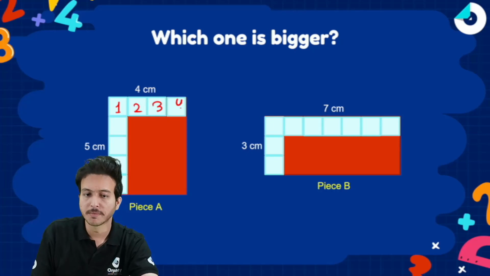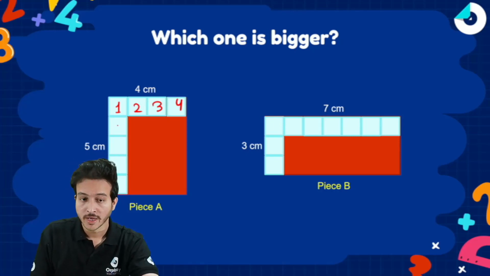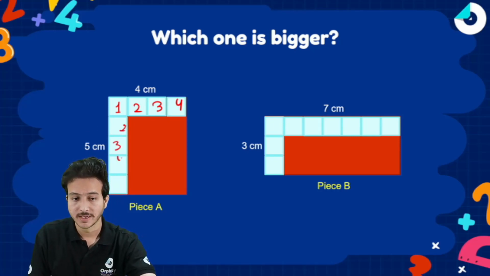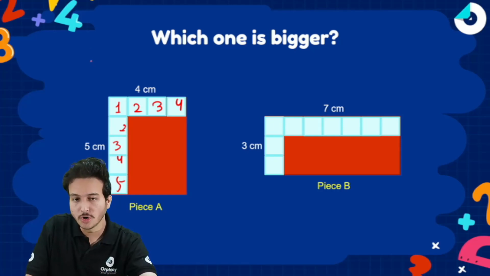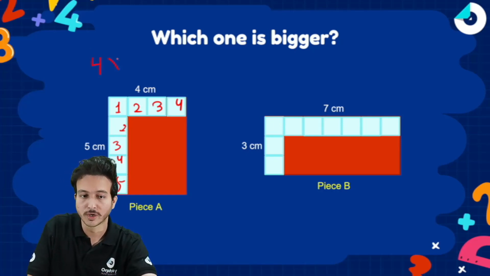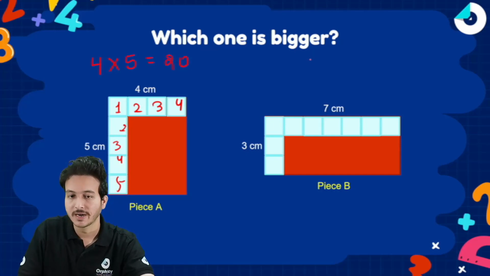We have 4 squares along the row and 5 squares along the column. So the total number of squares needed can be calculated by number of rows into number of columns, that is 4 into 5. We can count it to 20. So we will say 20 squares are needed for the piece. Similarly, we can count the number of squares over here.